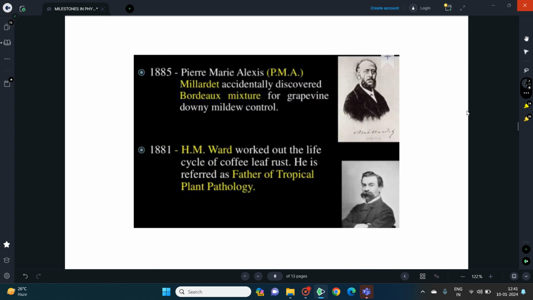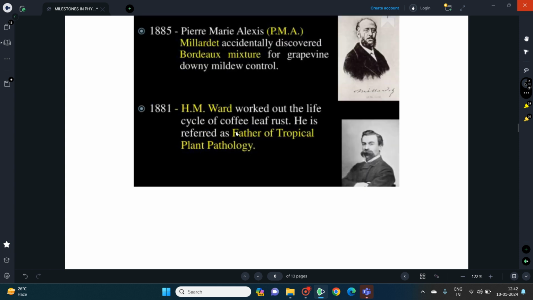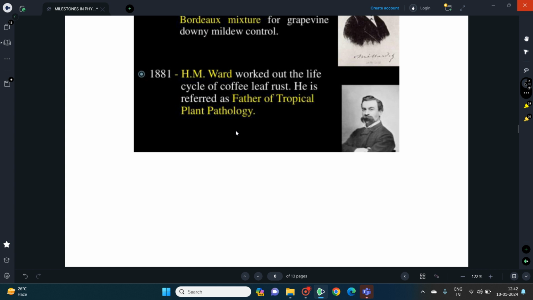In 1885, Pierre Marie Alexis Millardet accidentally discovered Bordeaux mixture for grapevine downy mildew, and he worked on the control of downy mildew of grapevine. In 1881, H.M. Ward worked out the life cycle of coffee leaf rust. He is referred to as the father of tropical plant pathology.